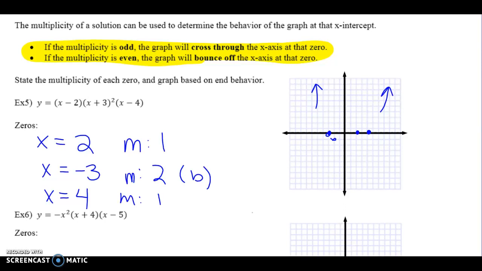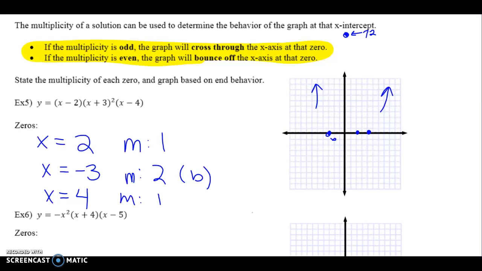Everyone, use your calculator, find the y-intercept on your own. 72. I know it's not on our 10 by 10 graph, but you can just put a dot up there and say, okay, that's 72. If we plug in zeros, you're left with negative 2 times 3 squared times negative 4. Did you forget to square it? Yeah. So that should give us 72.